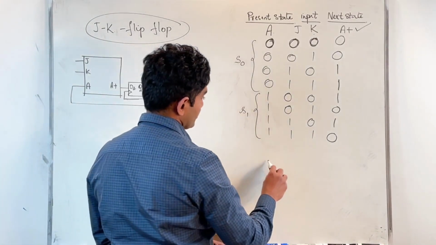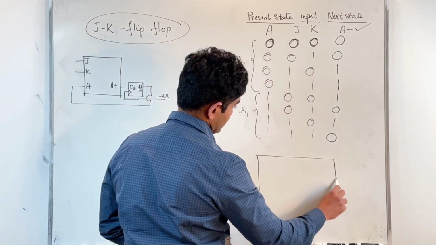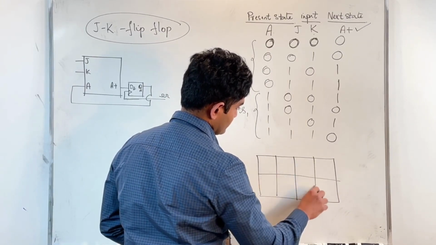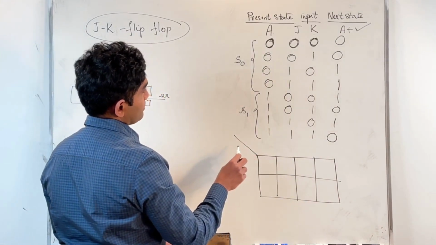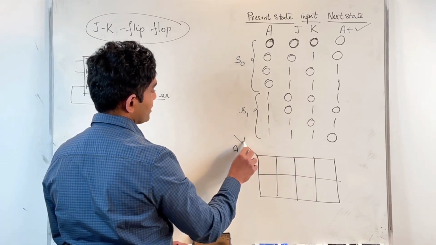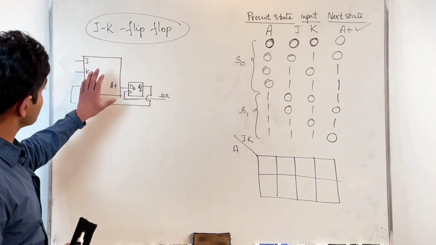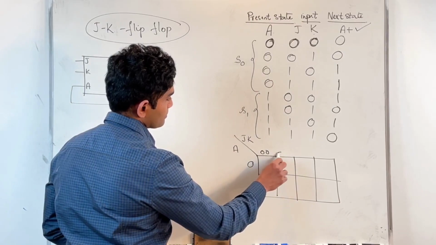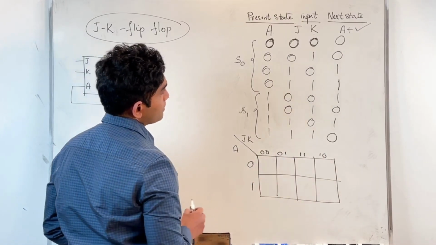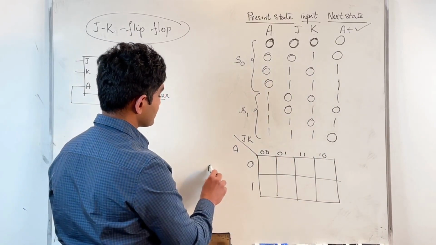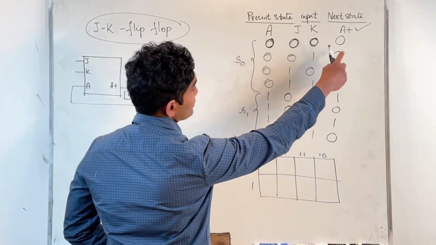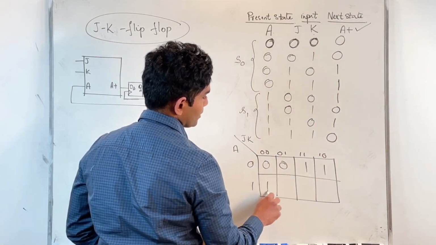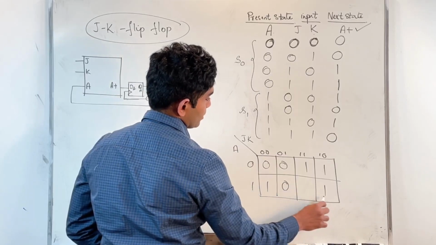Now let's take the K map for this. Between A, J, and K, those are the inputs to this combinational block. So what do I have? I'm finding the function for A plus. I have 0, 0, 1, 1, 1, 0, 1, 0.